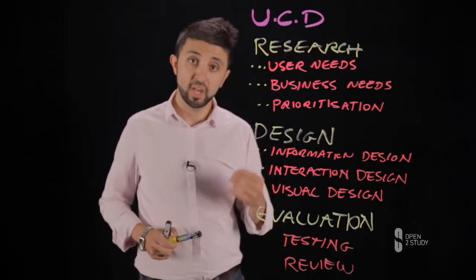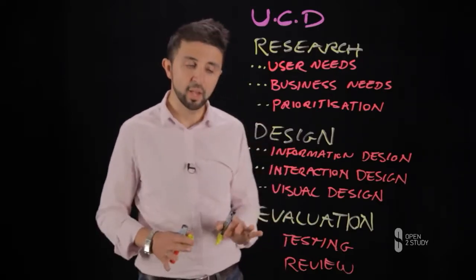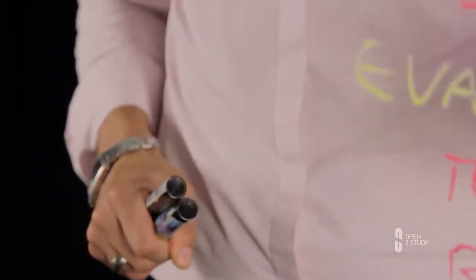In the design phase, there's 3 core design elements. There's information design, which is all about designing the information and content. Interaction design, which is about how the user actually interacts with the content. And visual design, putting the layer of the look and feel of the website together. And finally, there's the evaluation phase.